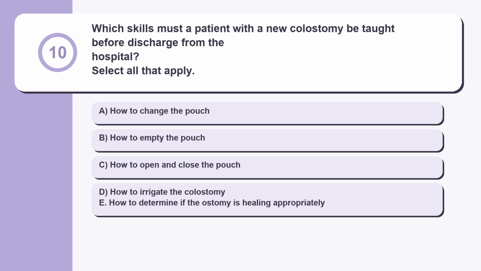Question 10. Which skills must a patient with a new colostomy be taught before discharge from the hospital? Select all that apply. How to change the pouch. How to empty the pouch. How to open and close the pouch. How to irrigate the colostomy. E. How to determine if the ostomy is healing appropriately.